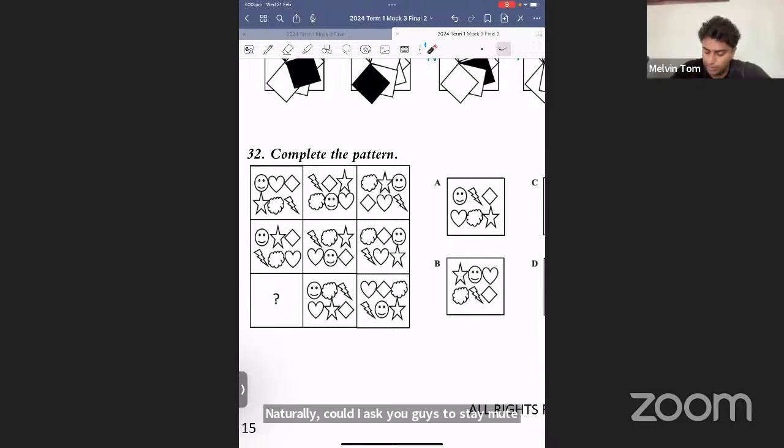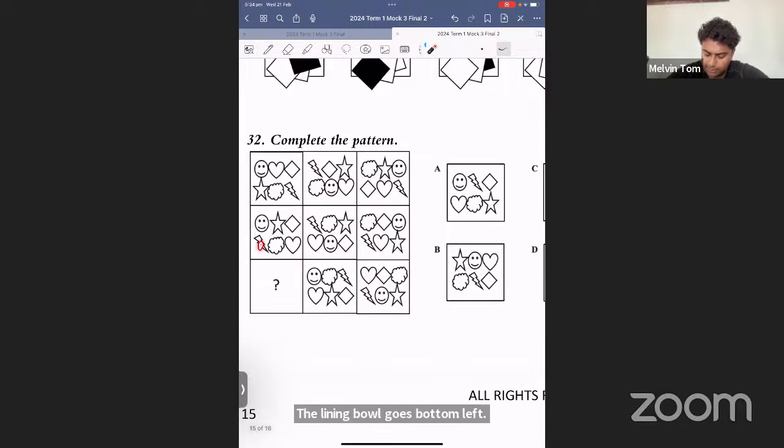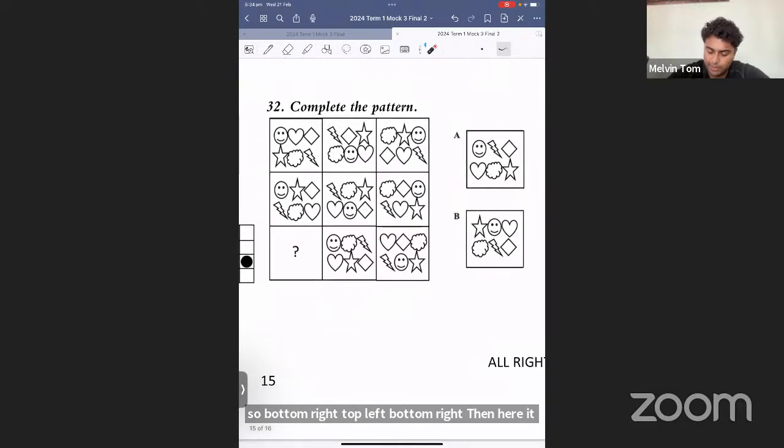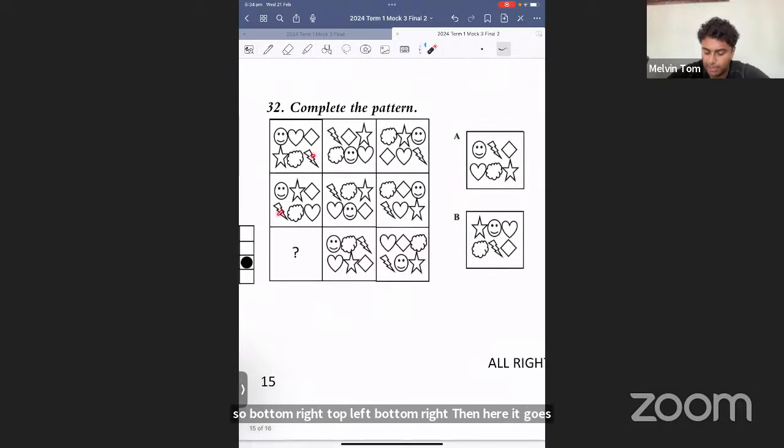All right. So the love heart goes down, right one, down one, and then goes to the left. Okay, it doesn't make much sense. Let's see if there's anything else that makes sense. The lightning bolt goes bottom right, top left, bottom right. Then here it goes bottom left, top left, bottom left. Well, the lightning bolt seems to have an easy pattern. It's just going back and forth, back and forth.